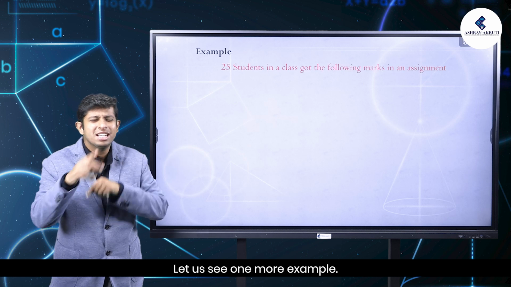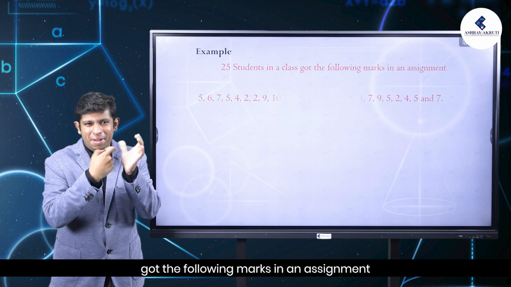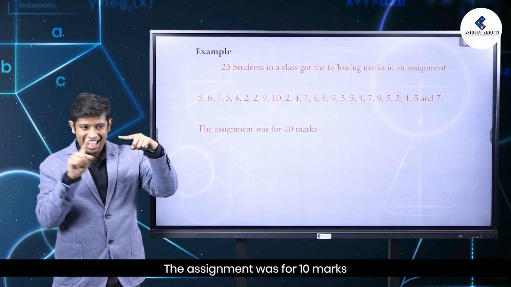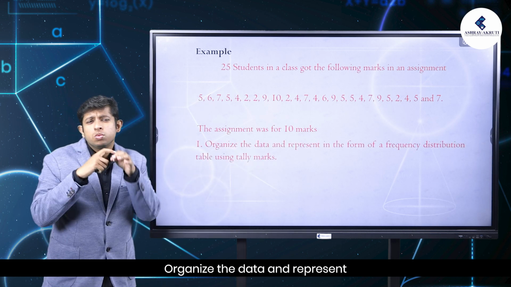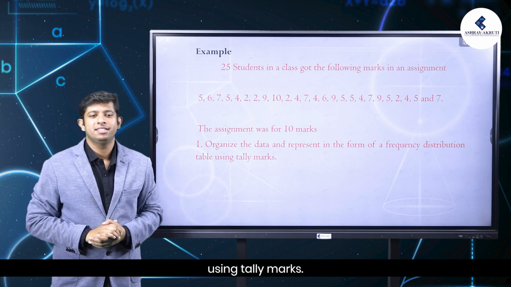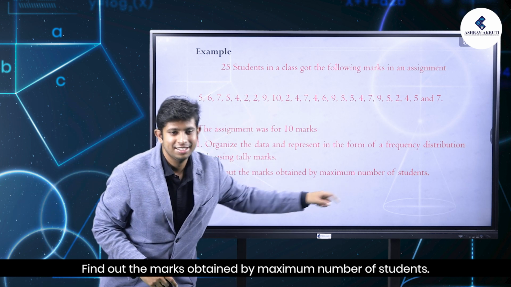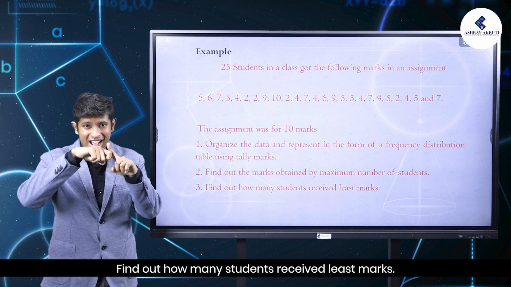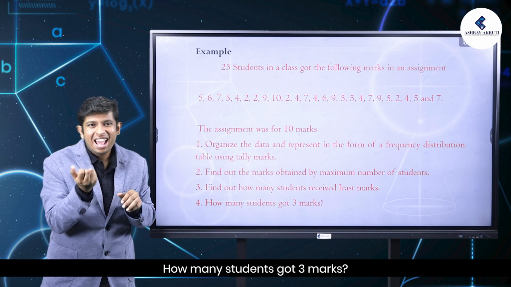Let us see one more example. 25 students in a class got the following marks in an assignment. The assignment was for 10 marks. Organize the data and represent it in the form of a frequency distribution table using tally marks. Find out the marks obtained by the maximum number of students. Find out how many students received the least marks. How many students got 3 marks?